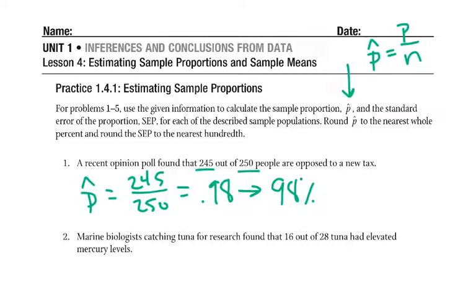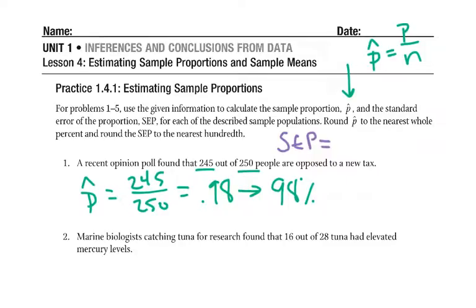So now it wants us to find the standard error of the proportion, SEP. So basically, we say 98% are opposed to the new tax, but what is the error of that? Because when we do this sampling of proportions, we're trying to use that to estimate for the whole population. So we have an error that we have to realize.